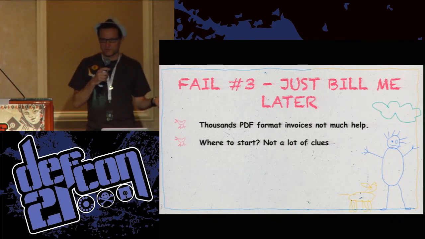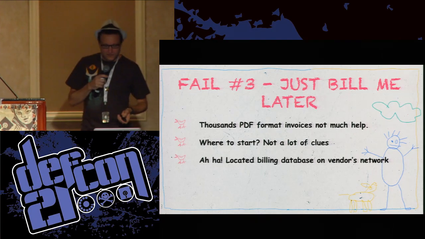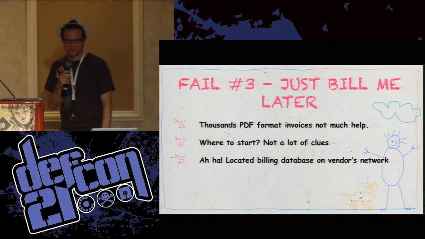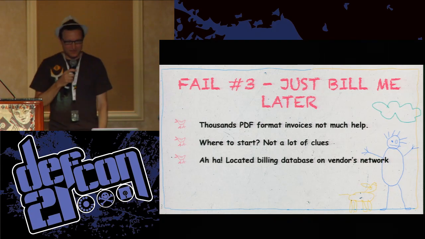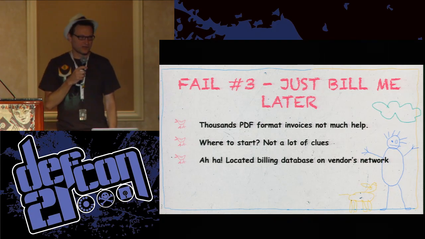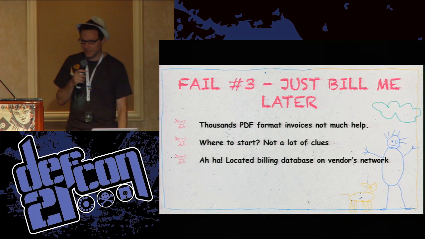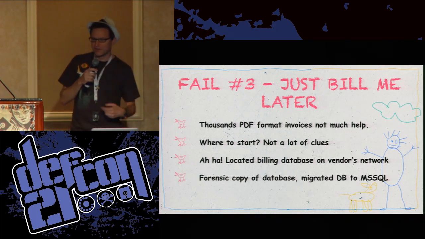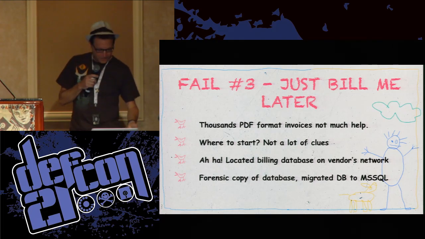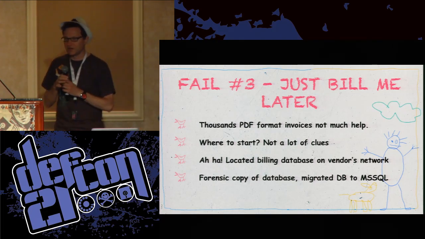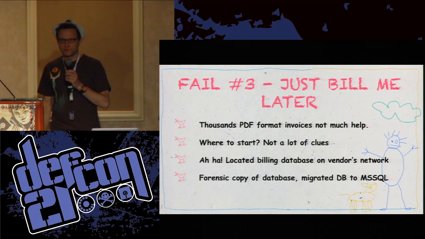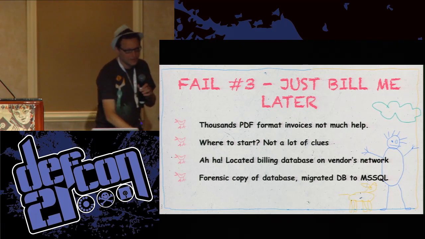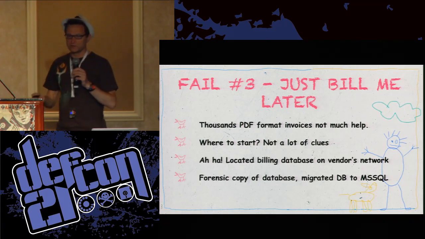So where did we start? We didn't have a lot of clues in this one. So through the magic of court order, we were able to go to this customer's database, their network, and get an image of everything in their network, including a billing database, which turned out to be very handy. So we made a forensic copy of this database, and it was in a proprietary format. And so in order for us to do forensic analysis in a database, we need to be able to get it into something like SQL, where we can do standard queries.